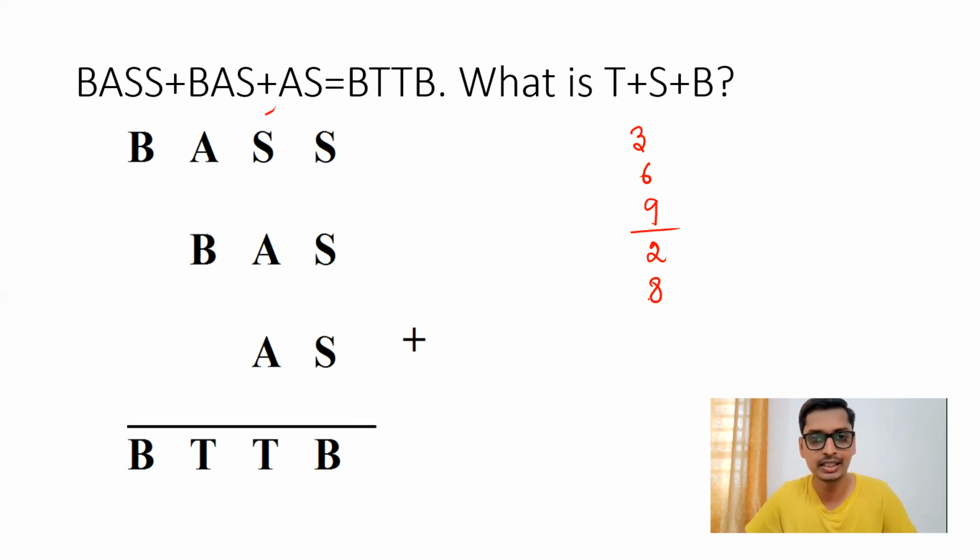Now, if the last digit is 7, right? So 7 plus 7 plus 7, you get 21. So the carry is 2 now. And if you fix the value of S equal to 8, 8 plus 8 plus 8, 3 8s are 24, 4 and carry 2. And if you fix the value of S equal to 9, 9 plus 9 plus 9, 27. So you get a carry 2.